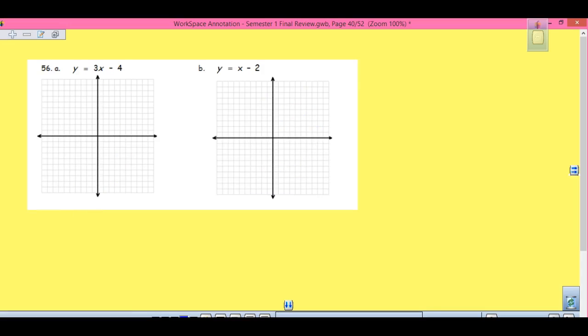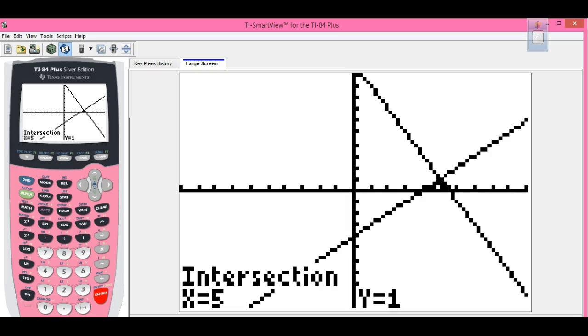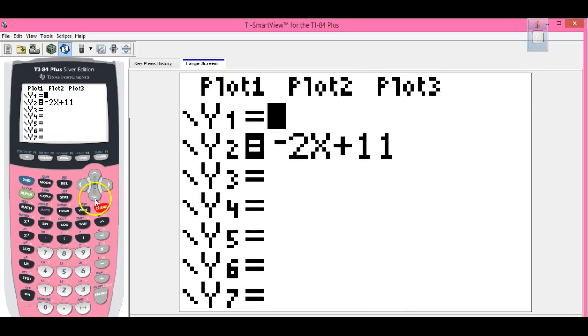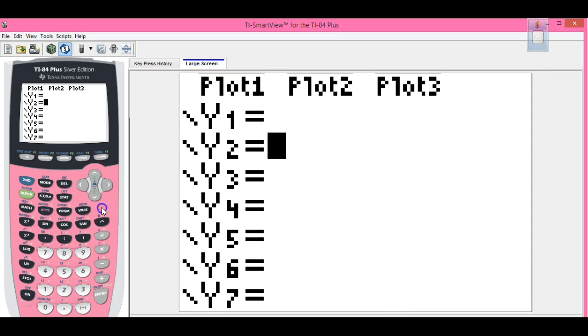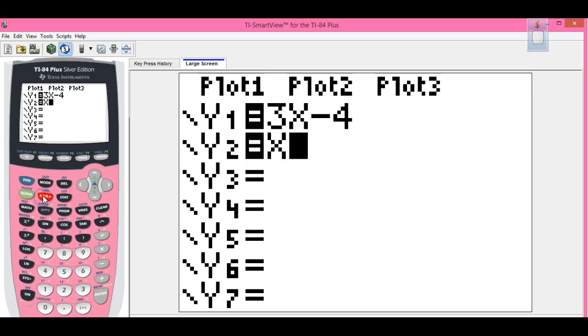Okay, this guy's the same thing. So I've got y equals x minus 2. So I've got negative 2, negative 4 as my starting points. What are my equations? Help me out, please, so I don't have to flip back and forth. 3x minus 4, and what else? X minus 2. Graph it.